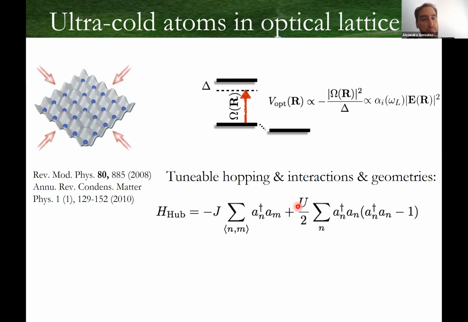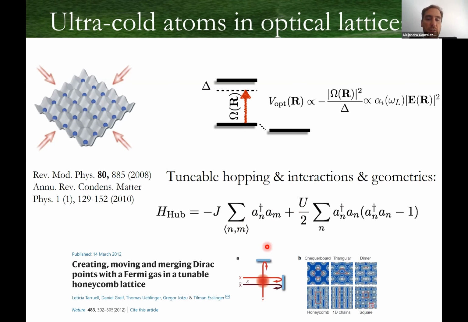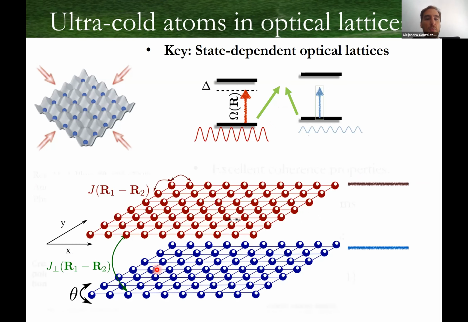In fact, there have already been experiments playing with different geometries, where they have been able to simulate Dirac points. There is this paper by Tarruell et al. in 2012, where they were able to simulate Dirac points with fermionic atoms, to simulate artificial graphene. And what we wanted is to give a new twist and try to build a system based on fermionic ultracold atoms that can mimic the behavior of these twisted bilayer systems.